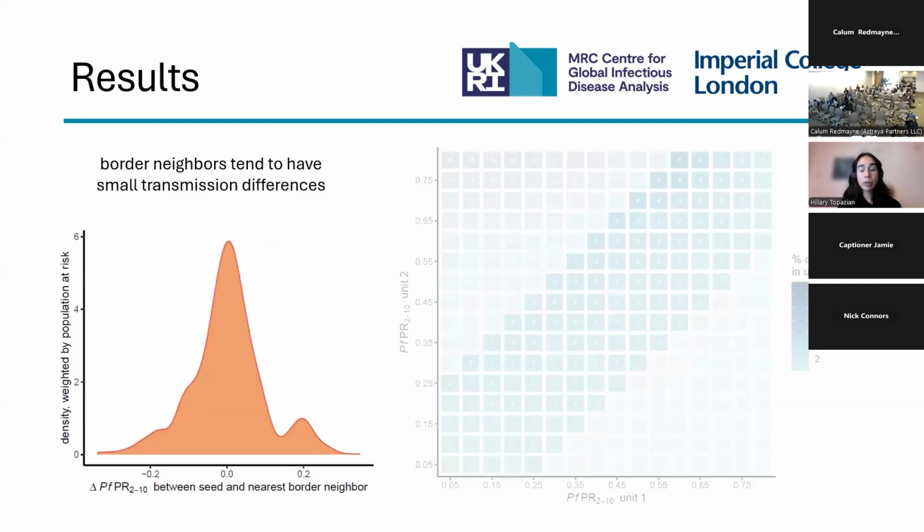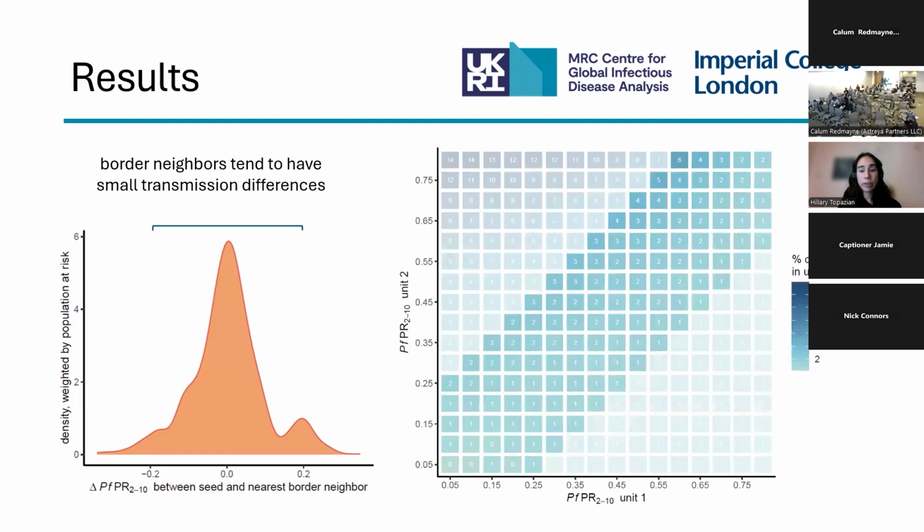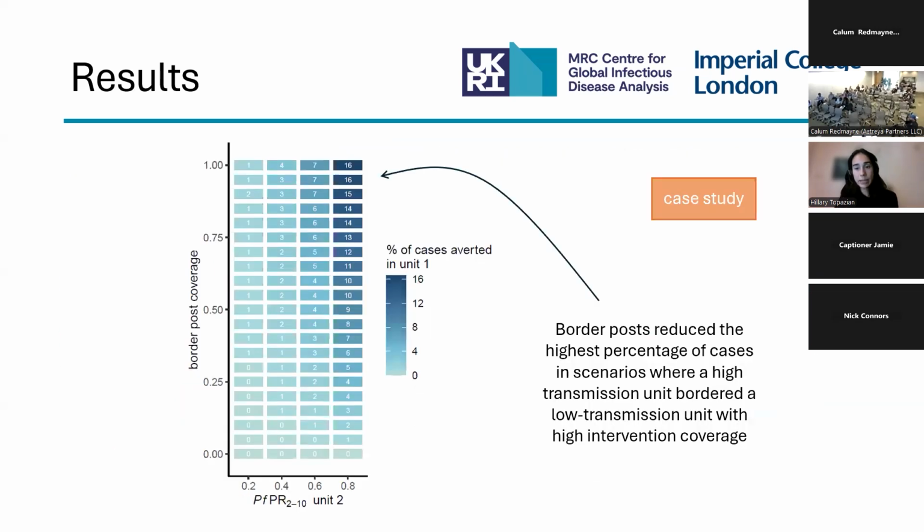But in reality, we know that these types of extreme scenarios are not common, and the pairings look more like this with more moderate differences in transmission. And then we also ran a second case study to look at the sensitivity of outcomes to border post coverage levels. So it's the same 2-unit model, but unit 1 is a low transmission setting of 10%, and then we vary the levels of baseline parasite prevalence for unit 2 on the x-axis from 20% to 80%, and then the border post coverage on the y-axis from 0 to 100%.